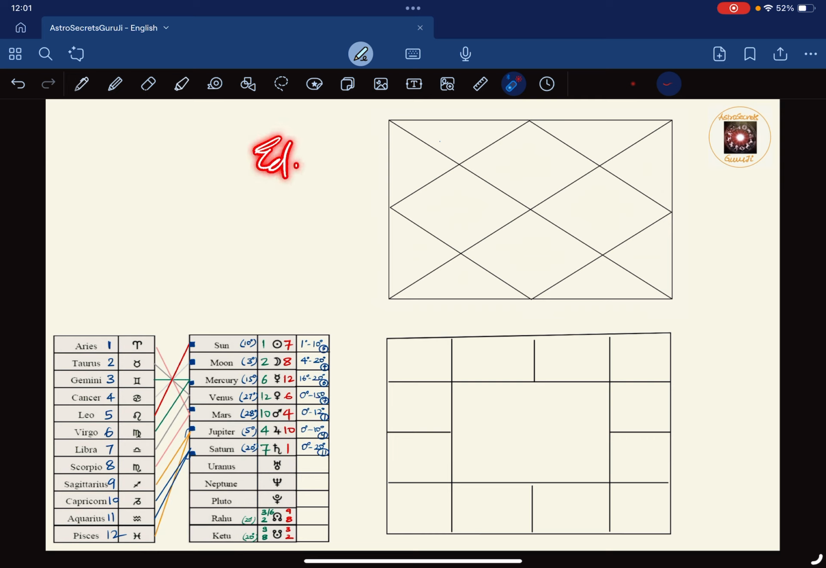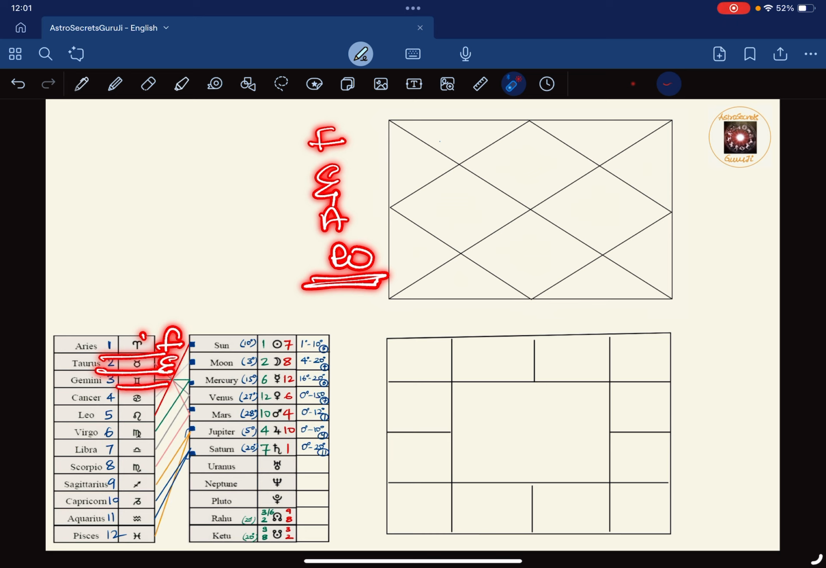The third is the element that it represents. There are four different types of element when we try to decipher the result: fire, earth, air, water. So Aries is fiery in nature, Taurus is earthly in nature, Gemini is airy in nature, and Cancer is watery in nature. Okay, so FEAW, and then it again gets repeated. FEAW, right? So that is how it is.